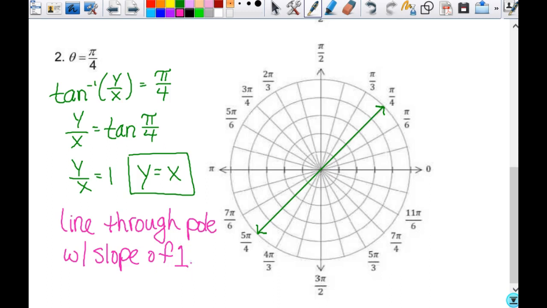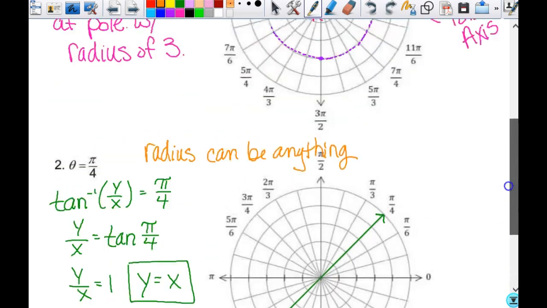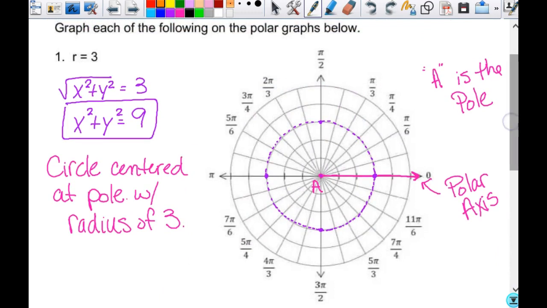So here's one thing I want you to add to both of these, is that on here, when you have just theta, there is no r in your equation, then the radius can be anything. Does that make sense? It's for all r's, that's what theta is. And then on that first one, if you only have an r and you have no theta, then theta can be anything.